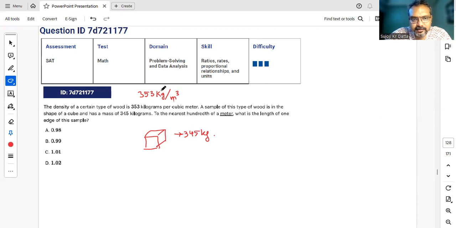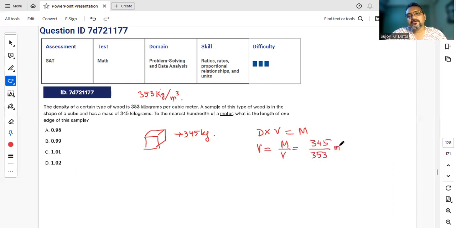So if you look at this, it is kilogram per meter cube, right? That means the density multiplied with the volume, which is in meter cube, would give you the mass, which is kg. Kg per meter cube multiplied with meter cubes will cancel, and you will get mass, kg. So to get the volume, we have to divide mass by density. So it is 345 upon 353 meter cube. If you use a calculator, 345 divided by 353 is 0.977.